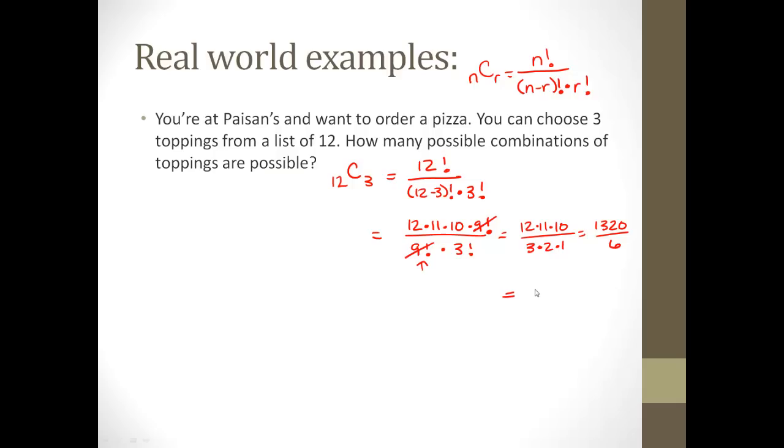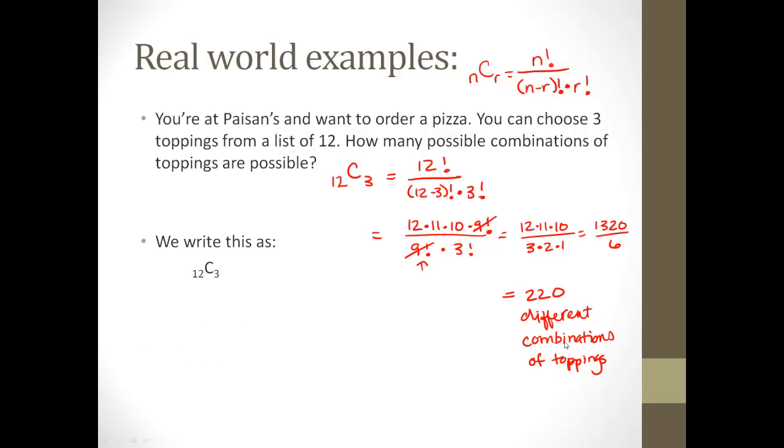So simplify that and you get 220. So there are 220 different combinations of toppings. Okay, so hopefully you have an idea as to how it works now.